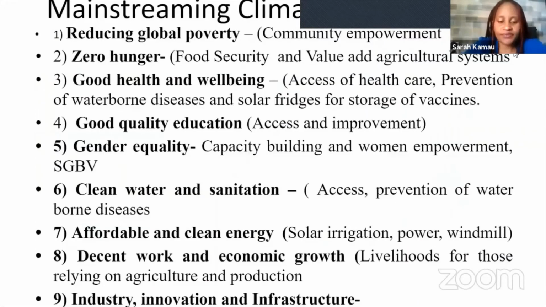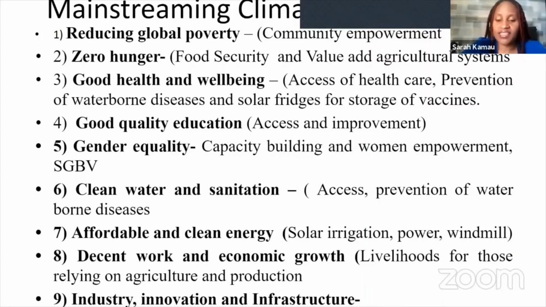So as an advocate for climate change, I propose that we mainstream climate change in all Sustainable Development Goals. Because if climate change is only addressed as a standalone, the effects of the SDGs that have already been realized will be negated, because climate change is affecting education, health, and accessibility of clean energy.